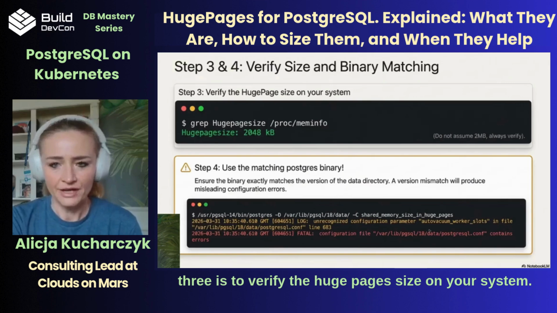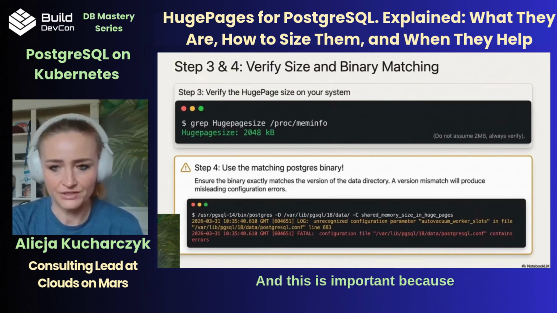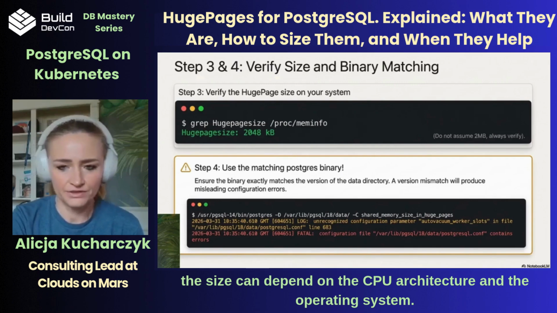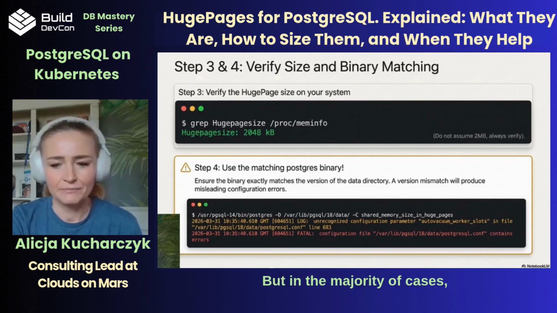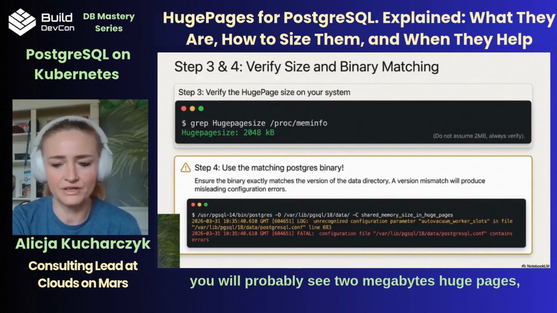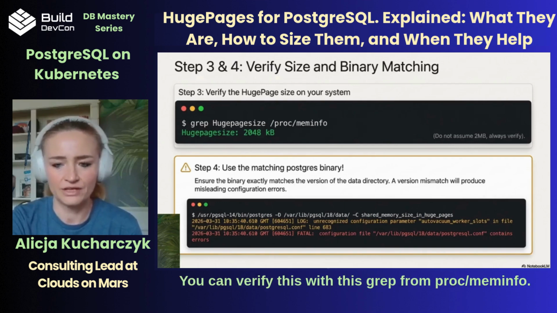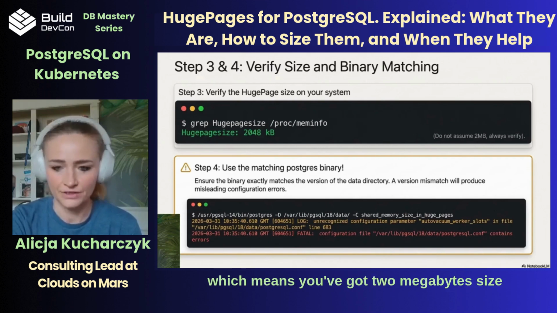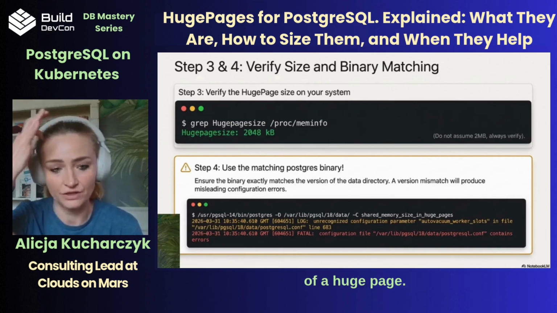Step 3 is to verify the HugePages size on your system. And this is important because the size can depend on the CPU architecture and the operating system. But in the majority of cases, especially on Intel and AMD servers, you will probably see 2 megabyte HugePages. But it's better not to assume, just to check it. You can verify this with this grep from /proc/meminfo. And this is an example output you might get, which means you've got a 2 megabyte HugePage size.